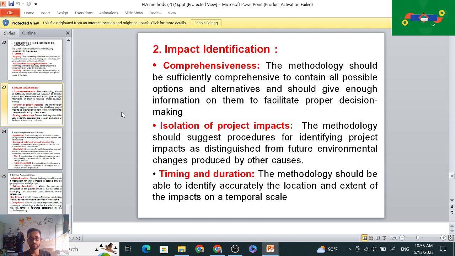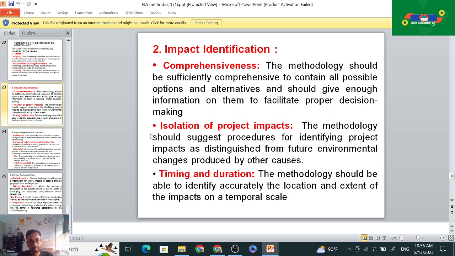Isolation of the project impacts: the methodology should suggest the procedures for identifying the project impacts as distinguished from the future environmental changes produced by other causes. Then timing and duration. First of all, the methodology should be able to identify accurately the location and extent of the impact to a temporal scale.